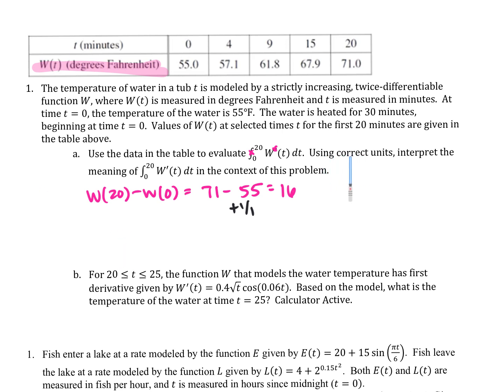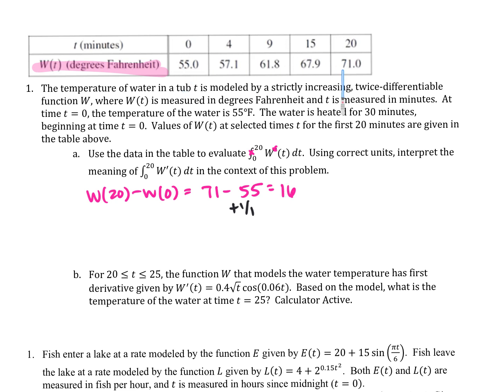Per minute. W of 30 minus... times Fahrenheit. Okay. Daria's like, it's just degrees. W of 20 was just 71 degrees minus 55 degrees, which gets me 16 degrees. But what is this referring to? The temperature changes 16 degrees across 20 minutes. Agreed. Do we want to say increases or decreases?